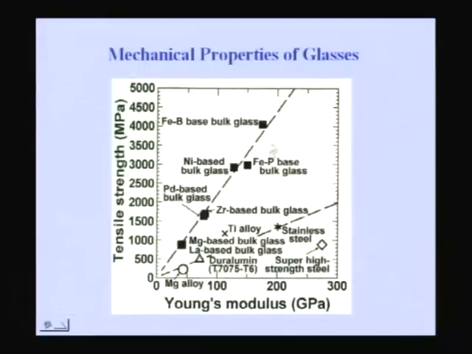any of the glasses. Here all kinds of glasses have been put: magnesium based bulk glasses, palladium based bulk glasses, zirconium based bulk glasses, nickel based, iron based, and iron boron based bulk glasses. All kinds of bulk glasses have been put, and you can have much steeper slope. That means you can have a good combination of strength and Young's modulus in these cases. So that is one of the reasons why people want to go for all these glasses.